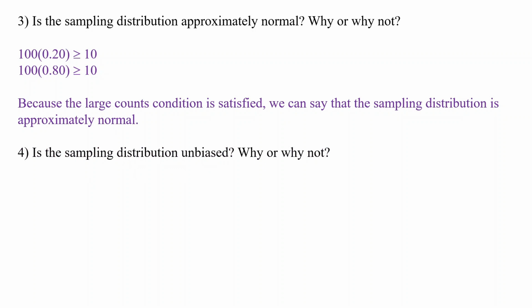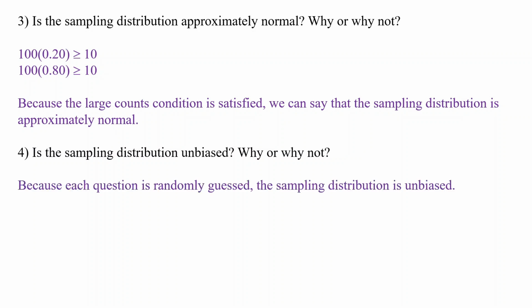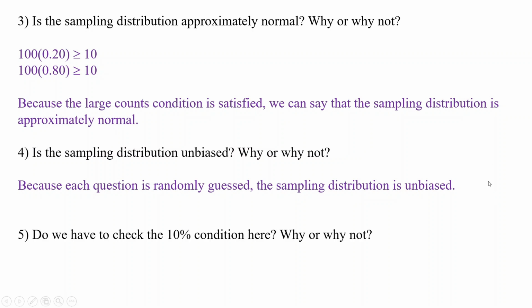The next question: is the sampling distribution unbiased? Now, what does unbiased mean? Unbiased means that our sampling method does not over or underrepresent our population. Because each question is randomly guessed, we would say that the sampling distribution is unbiased. Our sampling method is unbiased, and therefore the center of our sampling distribution will be equal to our population proportion.